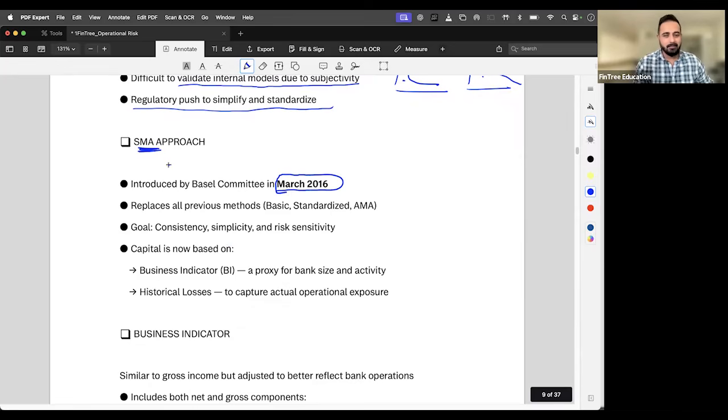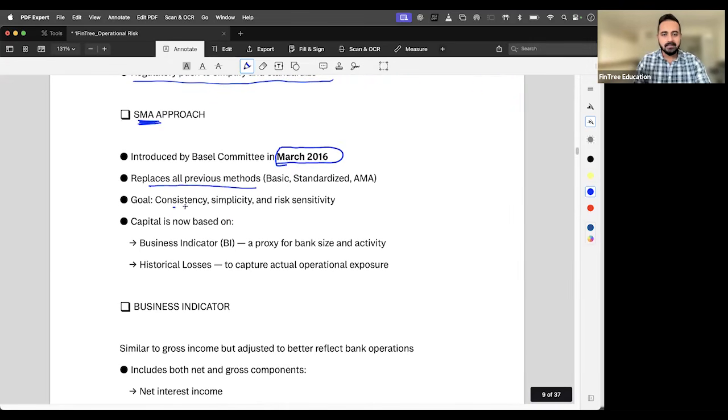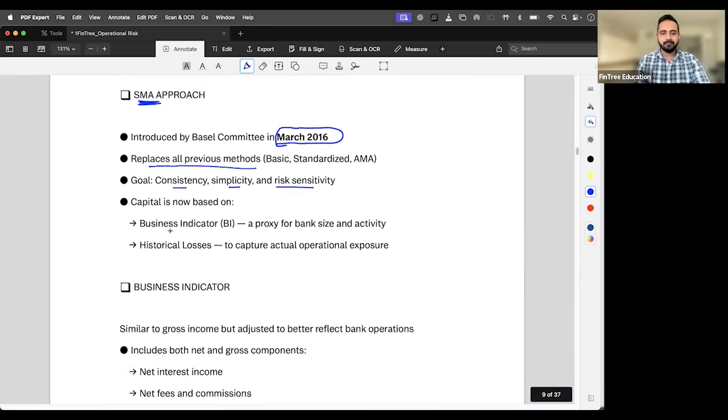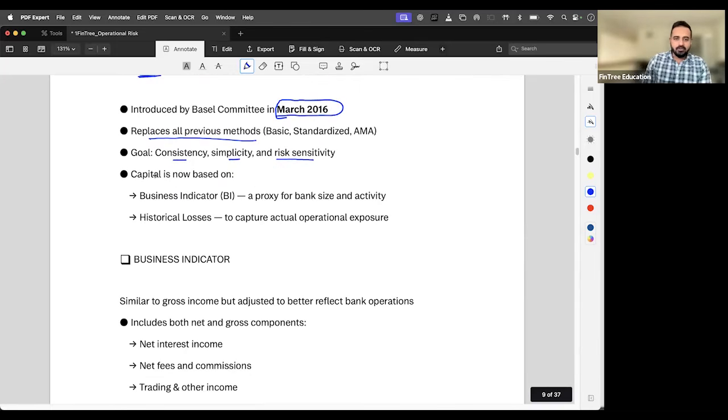Now, the SMA approach honestly is also equally complicated. It also requires you to model, but at least still tries to bring some level of standardization. Okay. So remember, the SMA approach replaces all previous methods. What is the goal? Consistent, simple, and risk sensitive. So here's what you do now. Under the SMA approach, your capital is a function of two variables. Okay, you are still going to do the business indicator approach that we saw earlier, where you have 8 different business segments, but you're going to bring in one more element, which is a historical loss component.